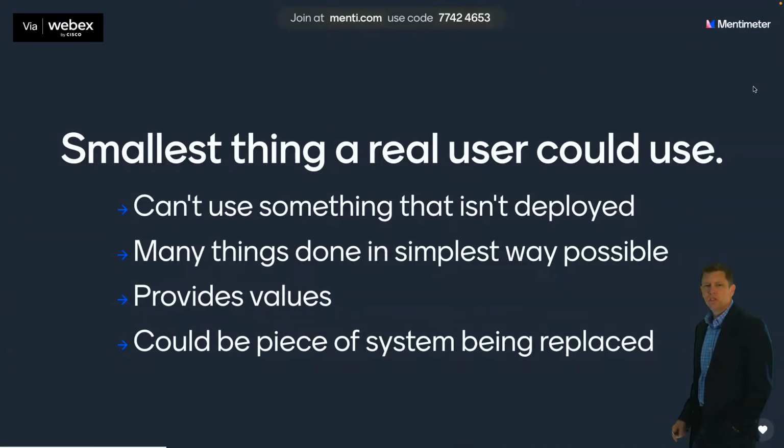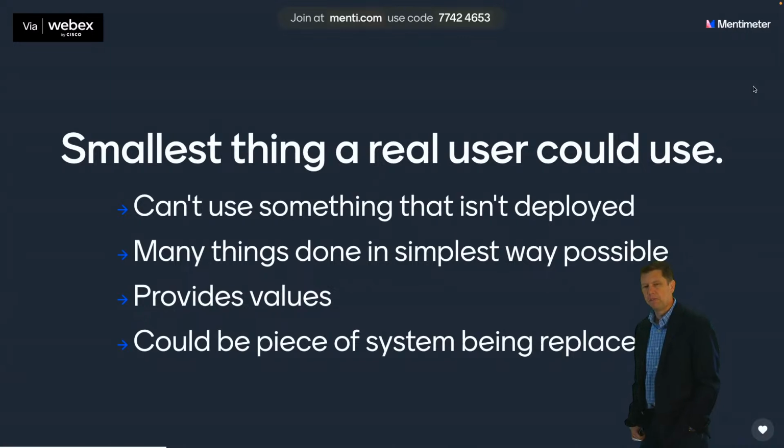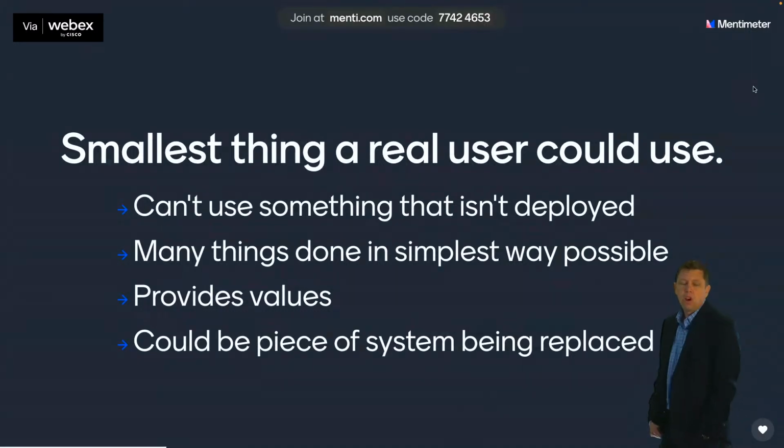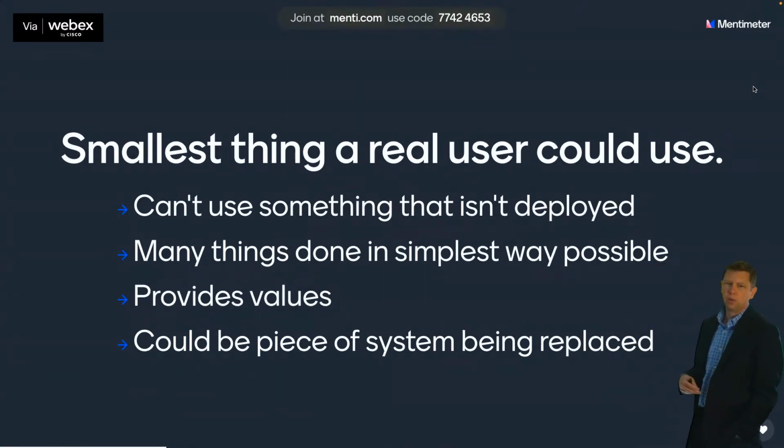Okay, and so the definition of the smallest thing a real user could use, well, you can't use something that isn't deployed. So if we use this for our definition of minimally viable product, it means that we've got to get something out that users can touch. It also means that many things are done in the simplest way possible. It probably means that it provides value. So it provides some type of value to a customer, because a real user isn't going to use it if it doesn't do anything for them.